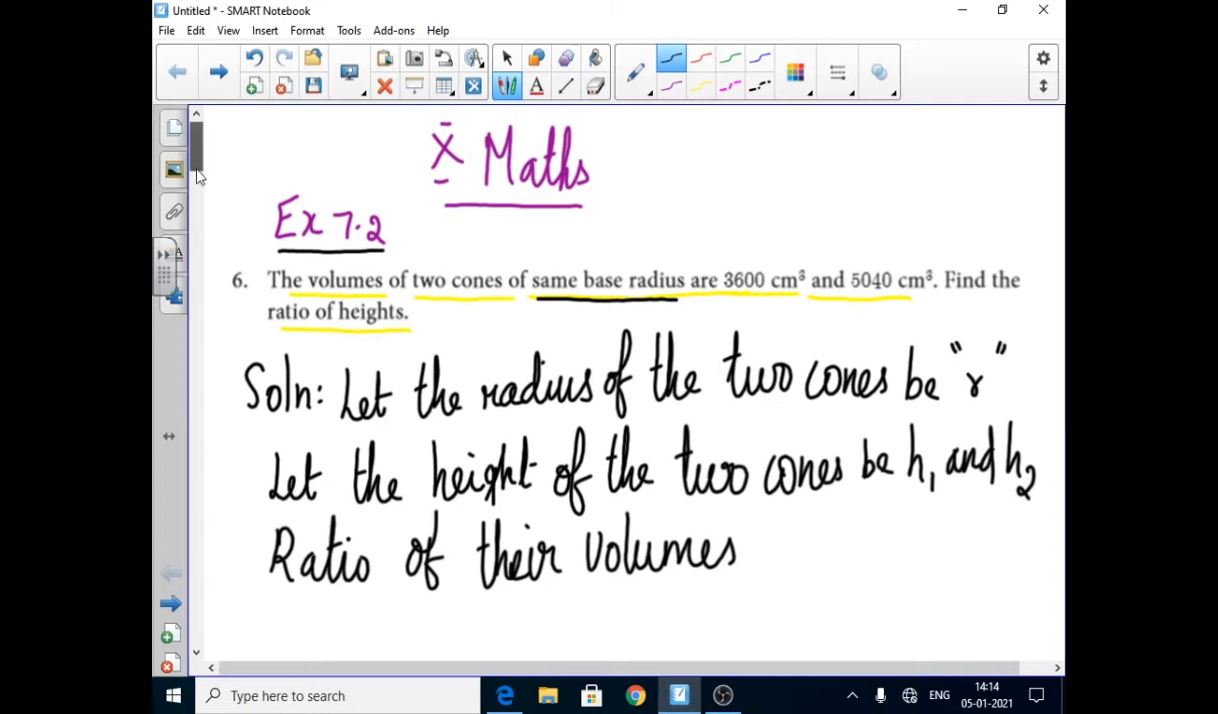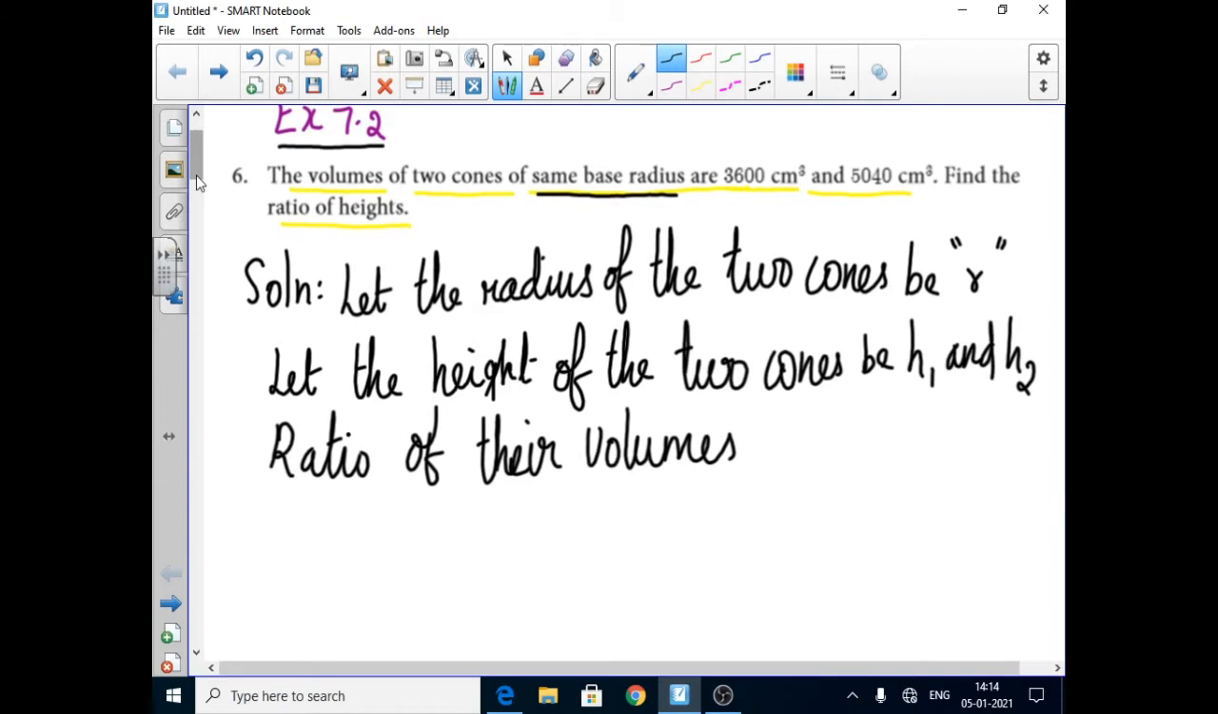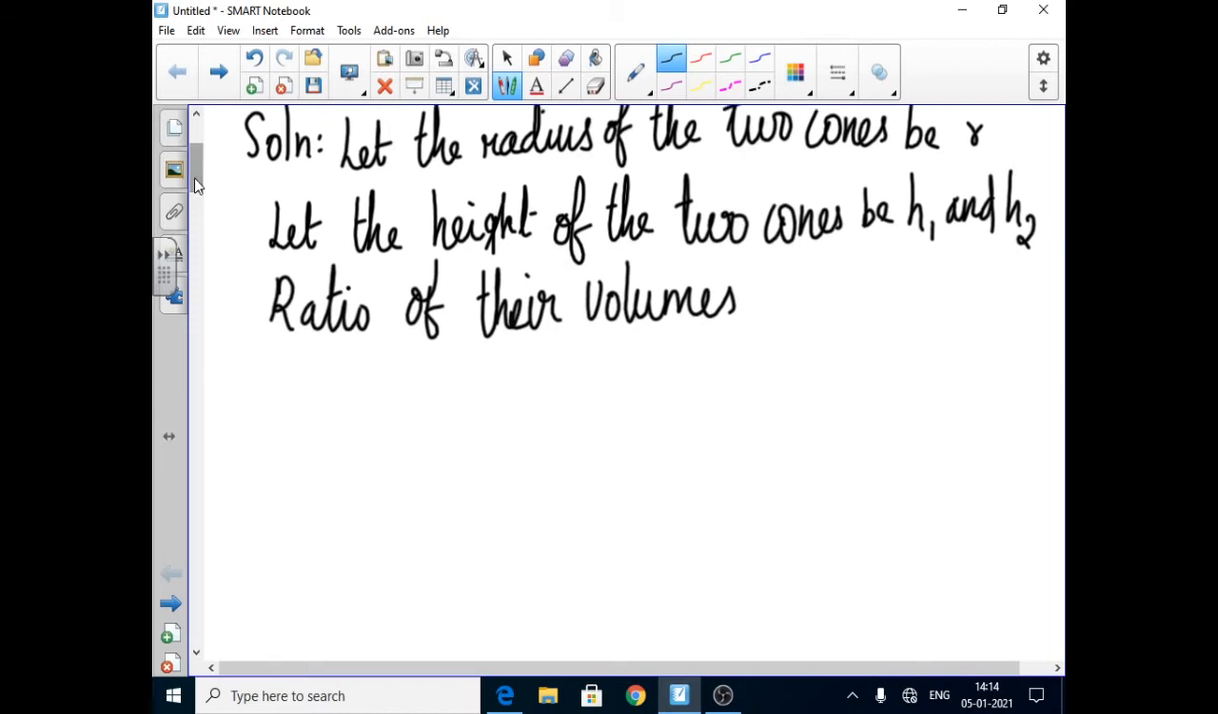So, for this let the radius of the two cones be r. Same radius, so we should take only r. Okay. Let the height of the two cones be h1 and h2. They don't say the heights are equal, so we should take h1 and h2. Okay, so ratio of their volumes. For this type of question we should take the ratio of volume.